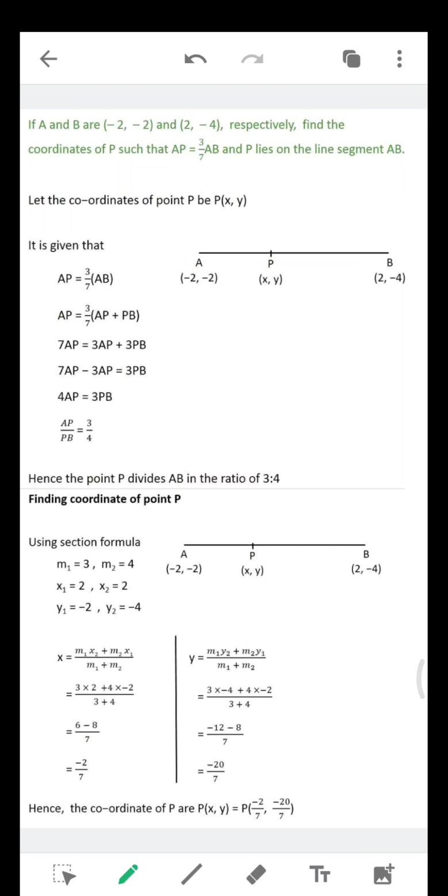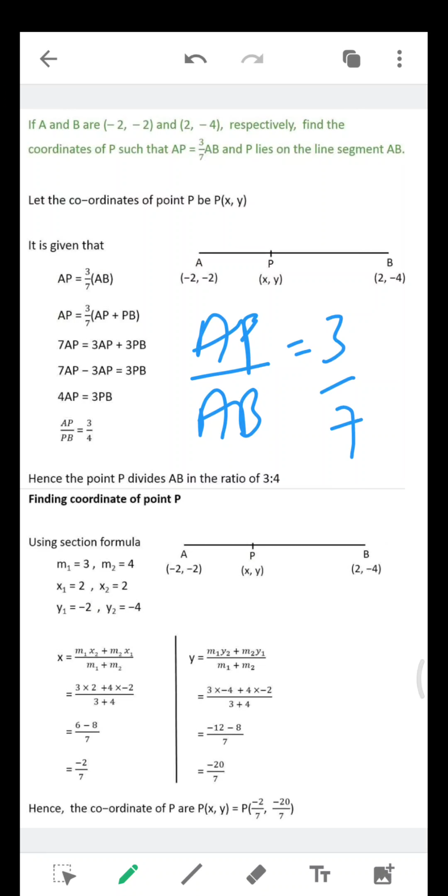Find the coordinates of P such that AP is equal to 3 by 7 AB. So if I write AP by AB, that is equal to 3 by 7. But I need the ratio AP is to PB for finding the coordinates of P. I need the AP is to PB ratio.